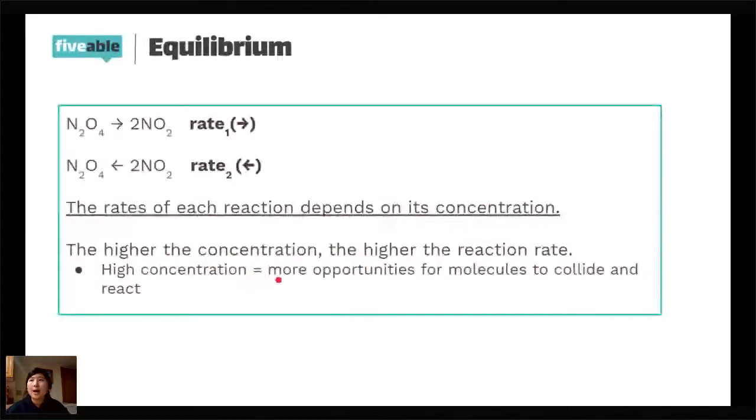If you can imagine a container full of marbles, there are a lot of opportunities for the marbles to touch one another and react along the way. But if you have a container that has only 2 marbles in it, and it's a huge container, then there's a very small chance of those marbles colliding and reacting with one another.